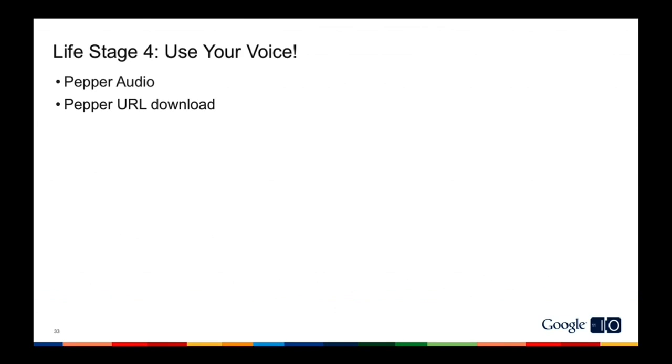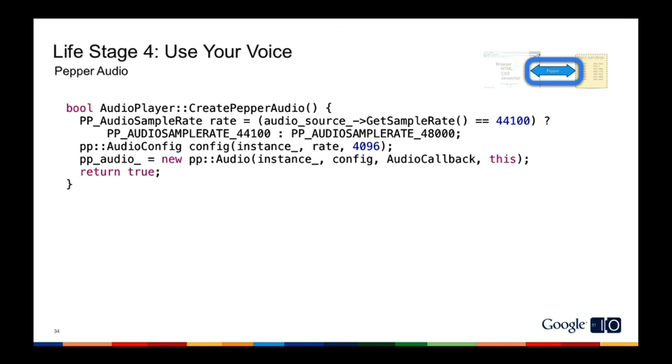Let's go through the fourth stage, which is we're just going to add some multimedia, and go through what that's like. We're going to program on the Pepper bridge. It's in C++. So adding audio is kind of like using the audio tag in HTML, except not at all. With the audio tag, you give it a URL, and the browser figures out what kind of sound file you have, and it does all the decoding and all that kind of nice stuff. You have to do that yourself in Pepper.